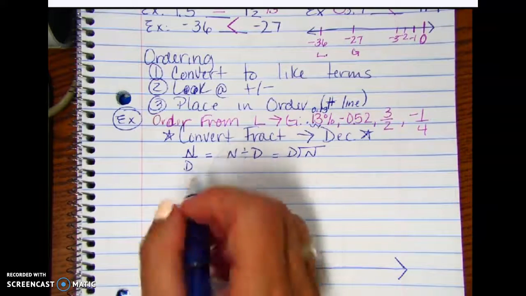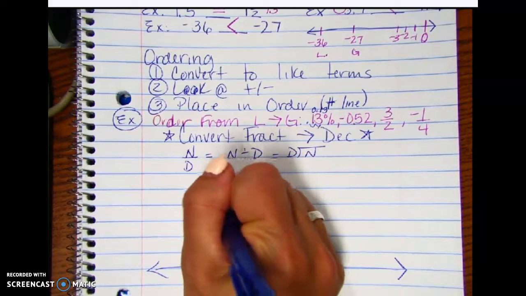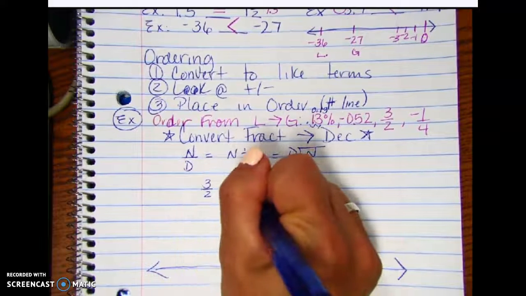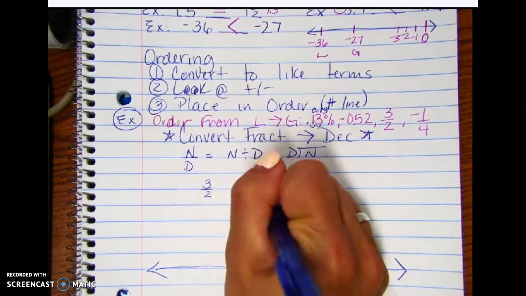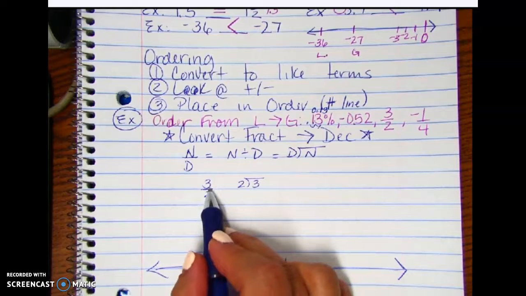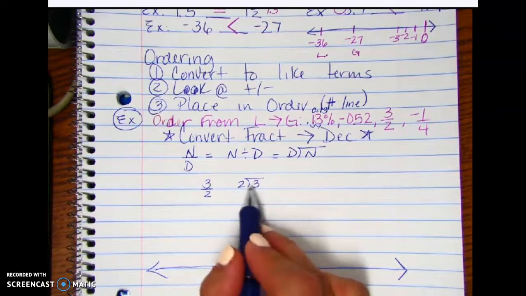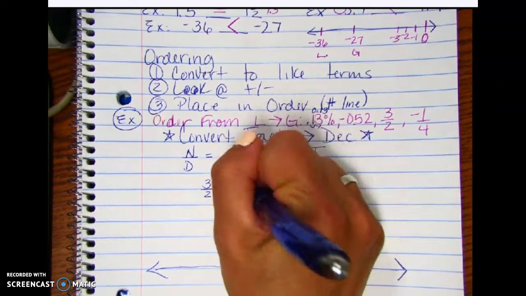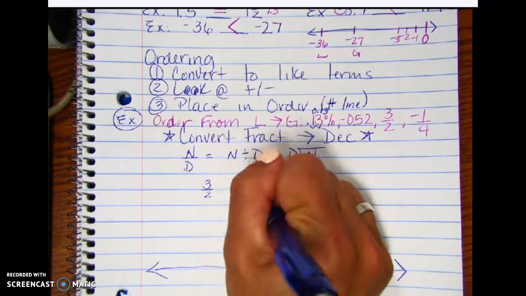So let's start with 3/2. So I have 3/2. So that means I take 3 and it goes into 2, and it's an improper fraction, so I know that it has at least one whole. 1 times 2 is 2.